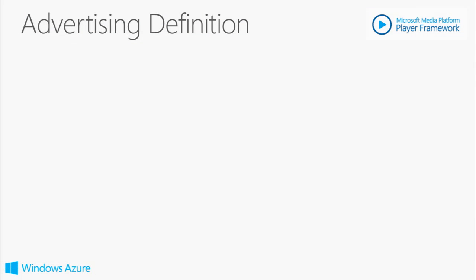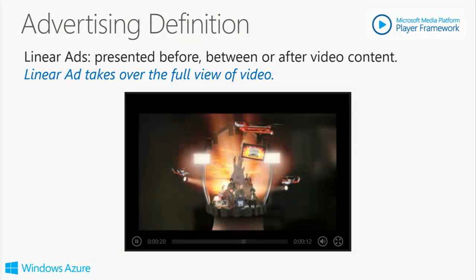talking about advertising, there are many definitions for standard advertising support in the industry. One of the things I want to talk about is linear ads. Linear ads are presented before, between, or after video content, which we call pre-roll, mid-roll, and post-roll. And linear ads are the most aggressive type of advertisement because they take over full control while you are watching a video, which is also the most irritating format of video.